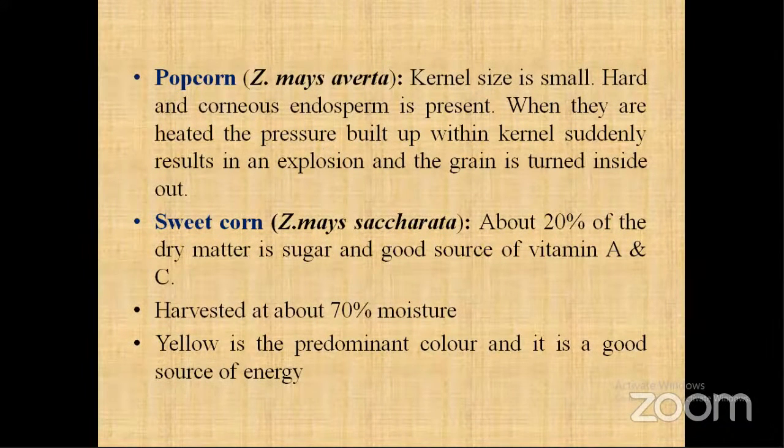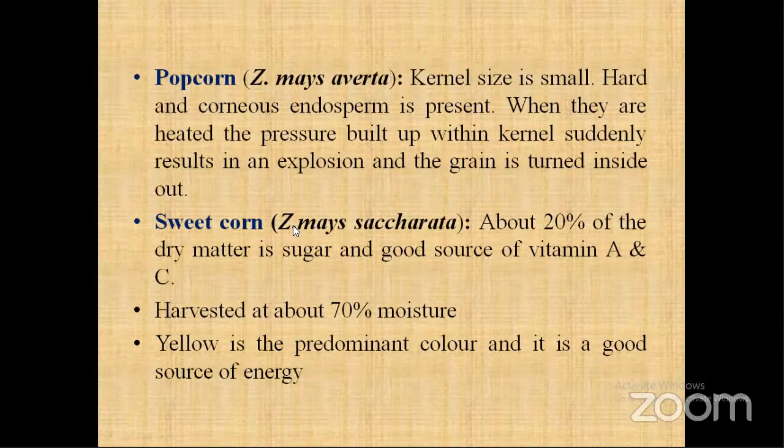When we heat that popcorn, that moisture converts into steam. That steam builds the pressure inside the kernel, and it leads to the explosion of this maize grain. That's why this grain is turned inside out. For making popcorn, we shall heat this grain up to 170 degrees centigrade.